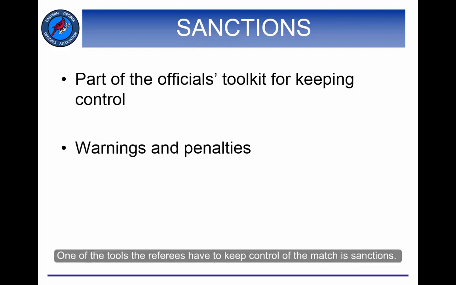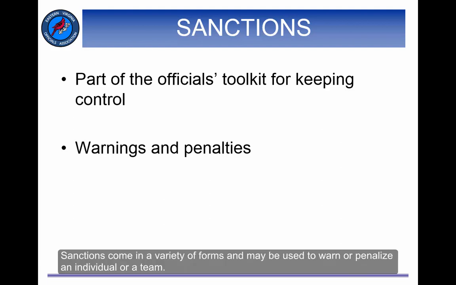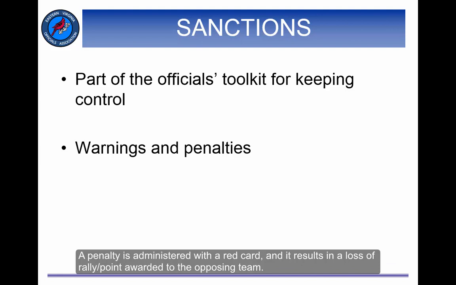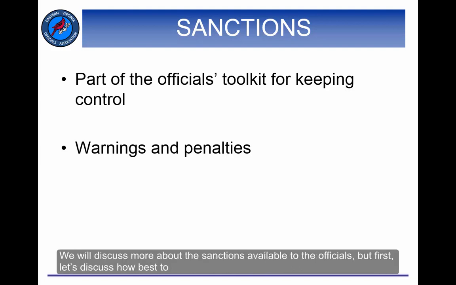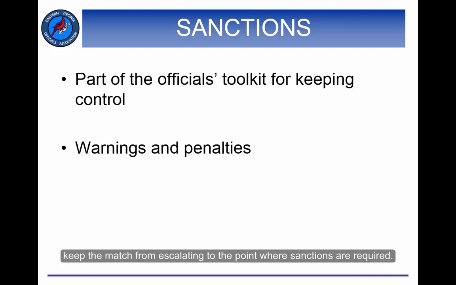One of the tools the referees have to keep control of the match is sanctions. Sanctions come in a variety of forms and may be used to warn or penalize an individual or team. Warnings may be given verbally or with a yellow card, and a warning is just that, a warning. A penalty is administered with a red card, and it results in a loss of rally point awarded to the opposing team. We will discuss more about the sanctions available to the officials, but first, let's discuss how best to keep the match from escalating to the point where sanctions are required.